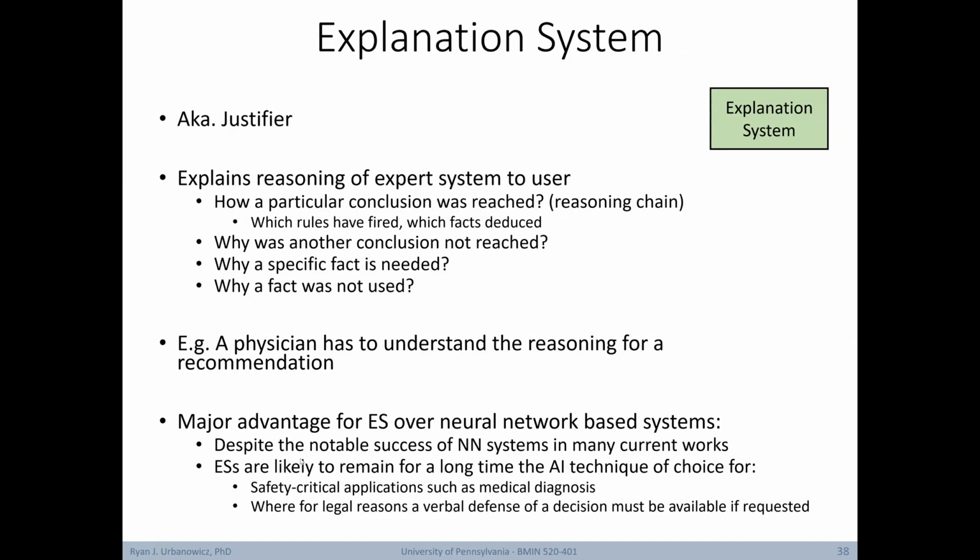So despite the notable success of neural network systems in many current works, expert systems are likely to remain in use for a long time as the AI technique of choice for things like safety-critical applications such as medical diagnosis, or in situations where there might be legal concerns, where a verbal defense of a decision must be available if requested.